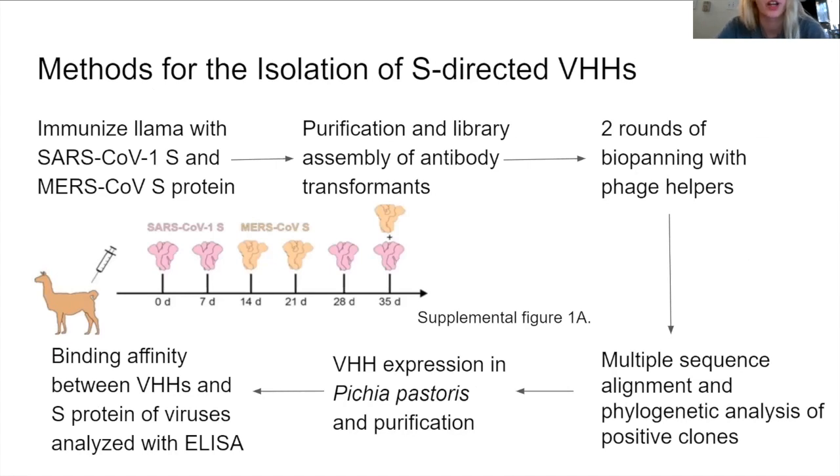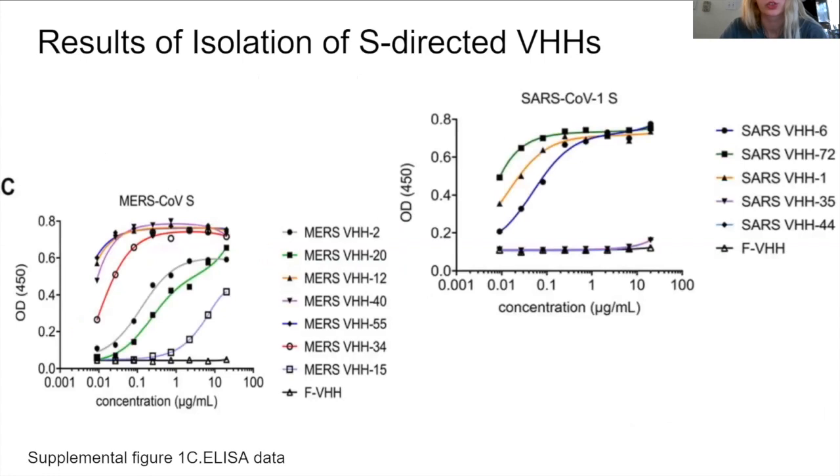Then they quantified the binding affinity of these antibodies using an enzyme-linked immunosorbent assay. So these are the results from the ELISA. They're split up into 2 graphs based on their respective viruses.